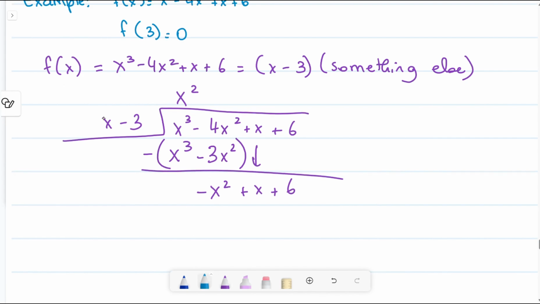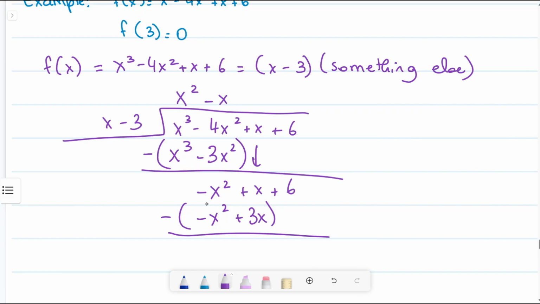Now, again, we look at the x and we look at the x squared. We multiply x by what to get negative x squared? We multiply it by negative x. Negative x times x is negative x squared. Negative x times negative 3 is positive 3x, and now we subtract. So negative x squared minus negative x squared is 0. X minus 3x is minus 2x, and we drop down the 6.